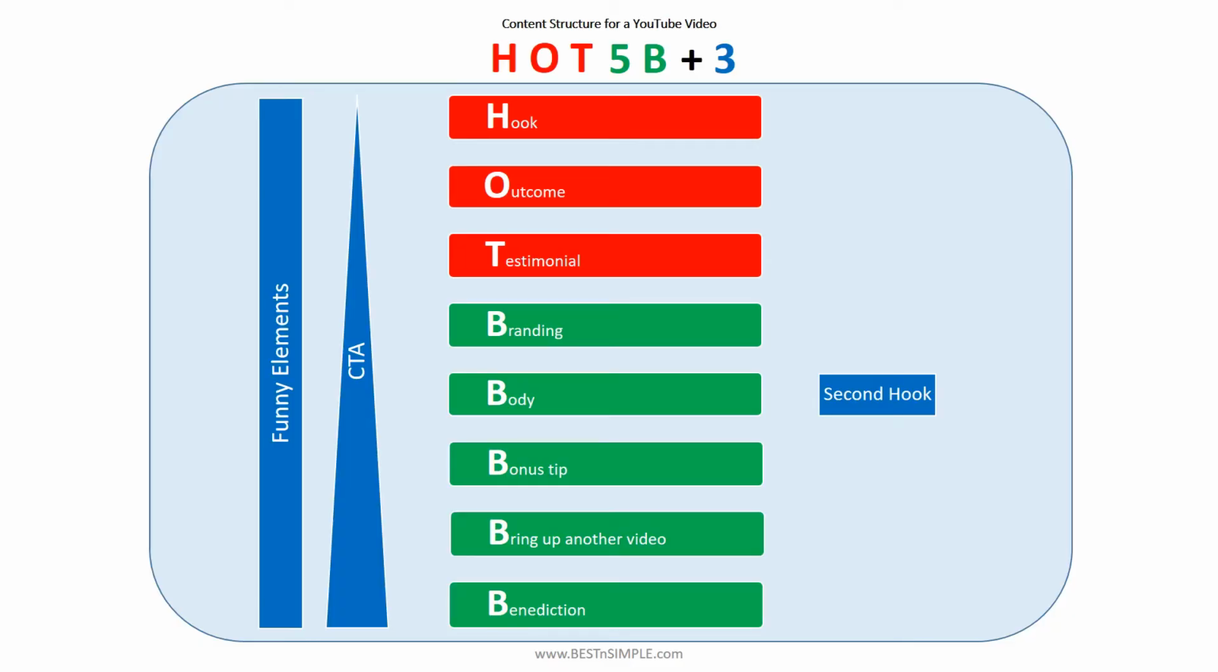For a video with 10-minute length, the meat or body of your video should start not later than 60 seconds from the beginning of your video. In other words, your hook, outcome, testimonial, and branding all together should take less than 60 seconds. You can do it like this: 10 seconds for hook, 20 seconds for outcome, another 20 seconds for testimonial, and 8 seconds for branding.